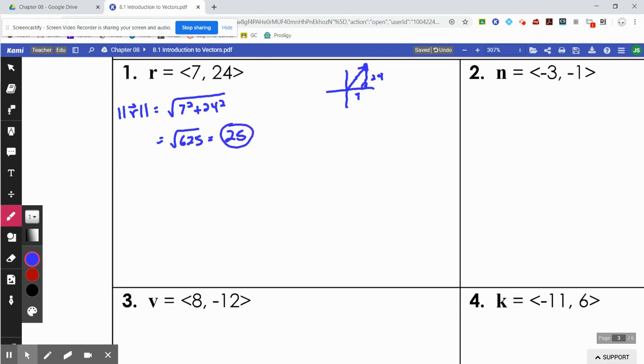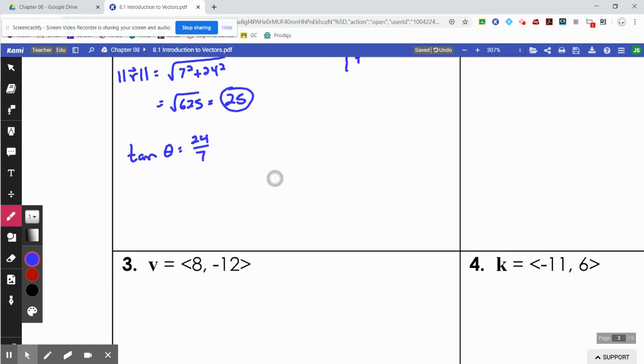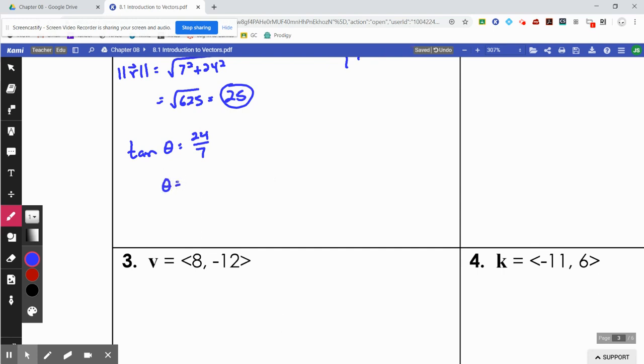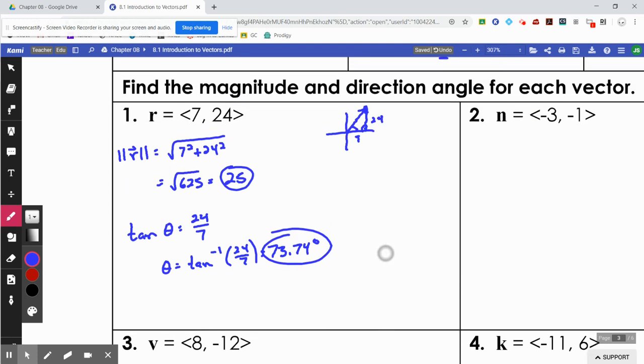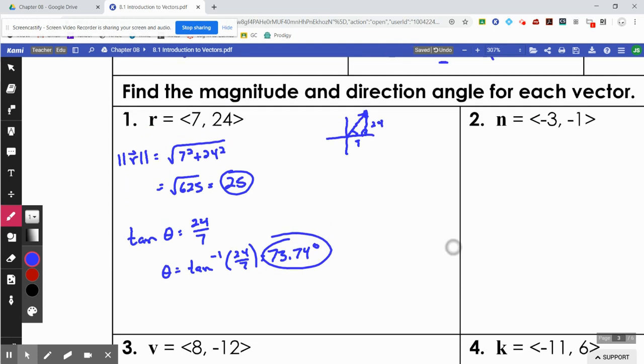Now let's find direction. The tangent of my reference angle, which is what we're looking for here, is opposite over adjacent, which is 24 over 7. So let's take the inverse tangent of 24 over 7, and we get an angle of 73.74 degrees. So there is your magnitude and direction.